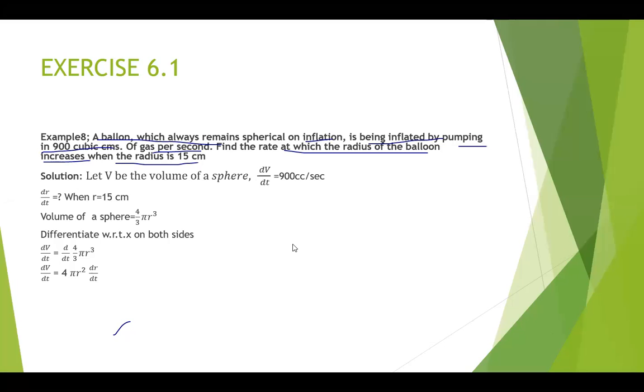Here they have taken a balloon, which means we are constantly putting air into it. When the air is put into it, its radius will be increasing. It is containing air, which means it will be a sphere shape. A balloon which always remains spherical means it's always in the circular shape like this.